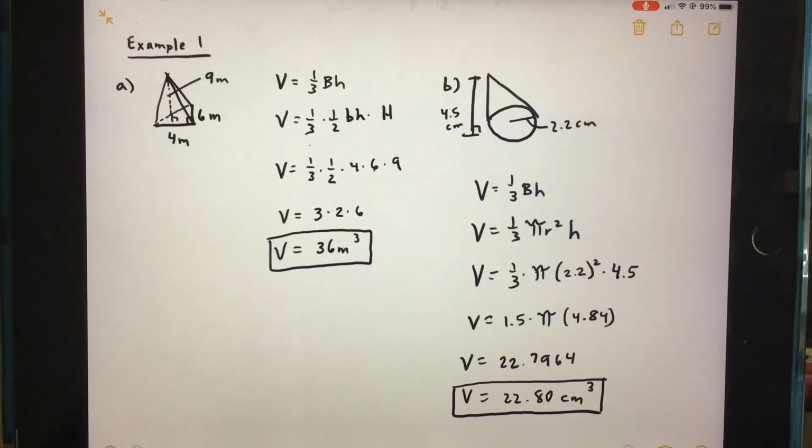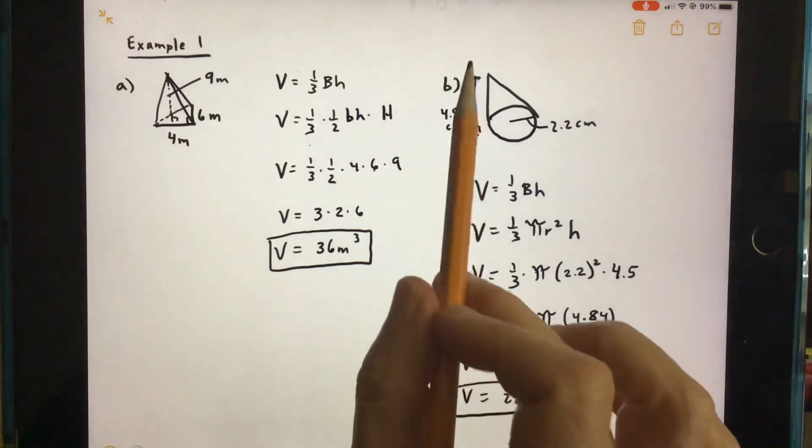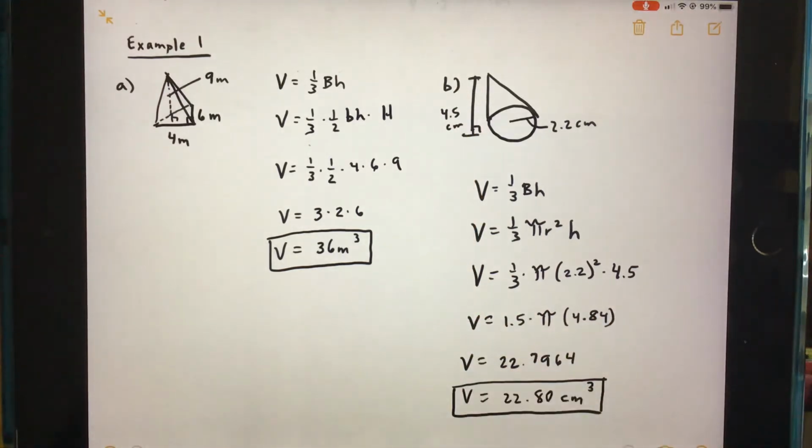Right cone would be that the point of the triangle, the point of the cone, would form right angles with the base. So here we are told that the perpendicular distance is 4.5 centimeters. We're told the radius is 2.2 centimeters.